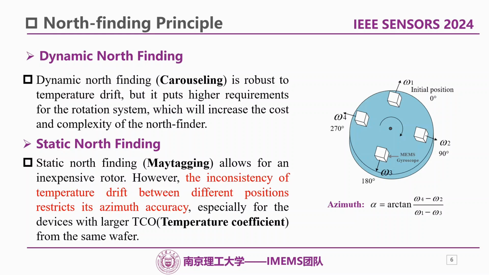In the paper, we are based on 4-position tagging to find north, but the inconsistency of temperature drift between different positions restricts its azimuth accuracy, especially for the devices with larger temperature coefficient.